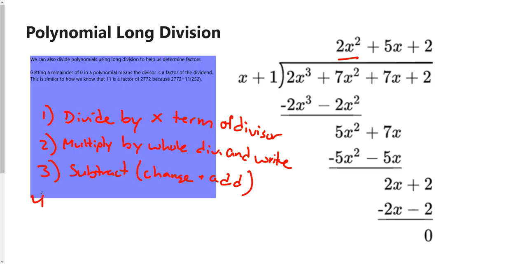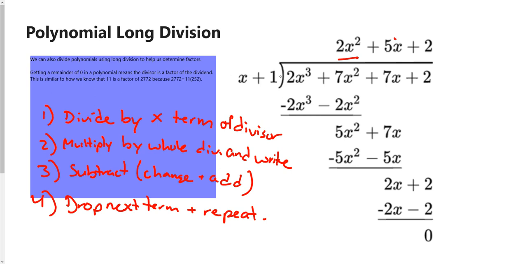Step 4, drop next term and repeat. And so we drop the next term. But we repeat starting from 5x squared. What's 5x squared divided by x? 5x.